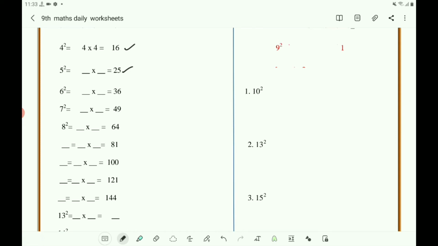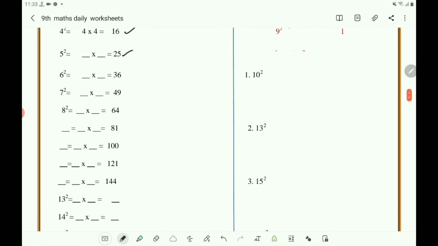Again here, fill up all the blanks. 81 is a square of which number, 100 is a square of which number, 121 is a square of which number, 144 is a square of which number. You fill all the blanks.